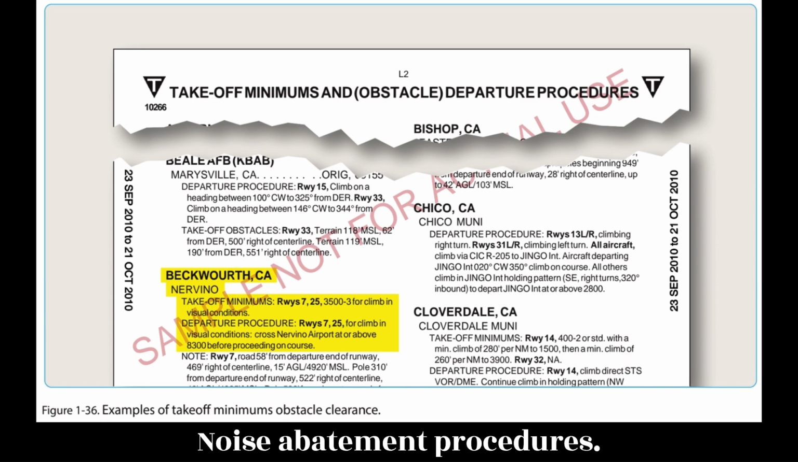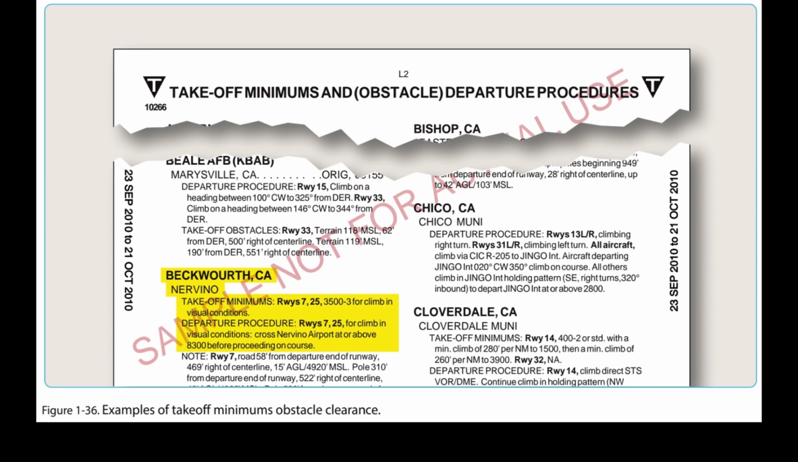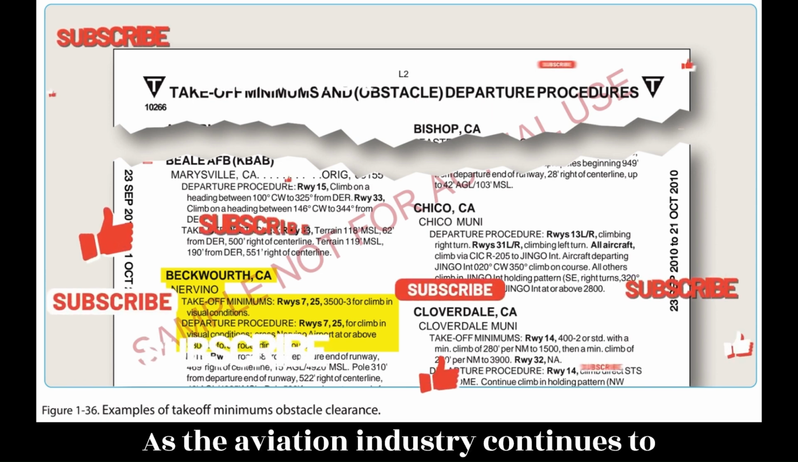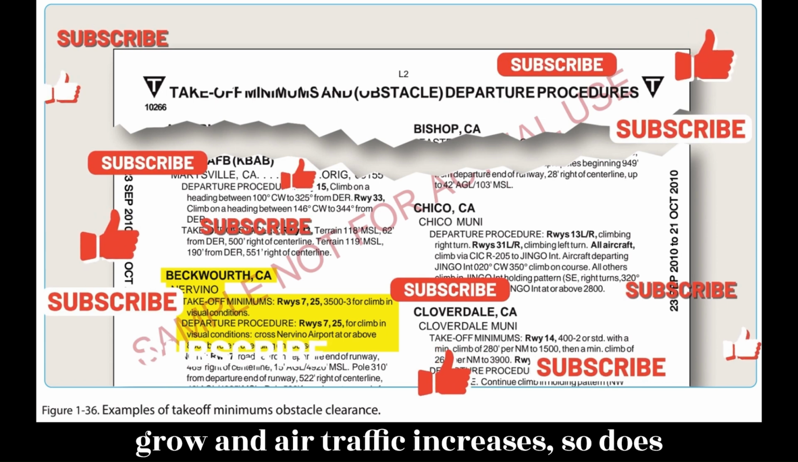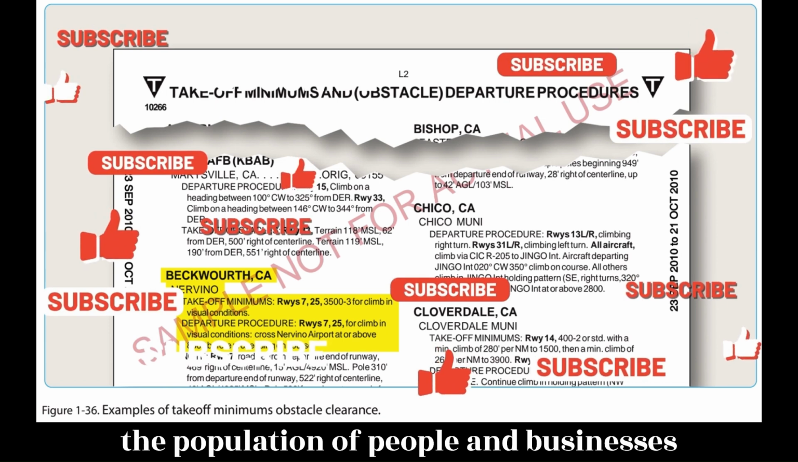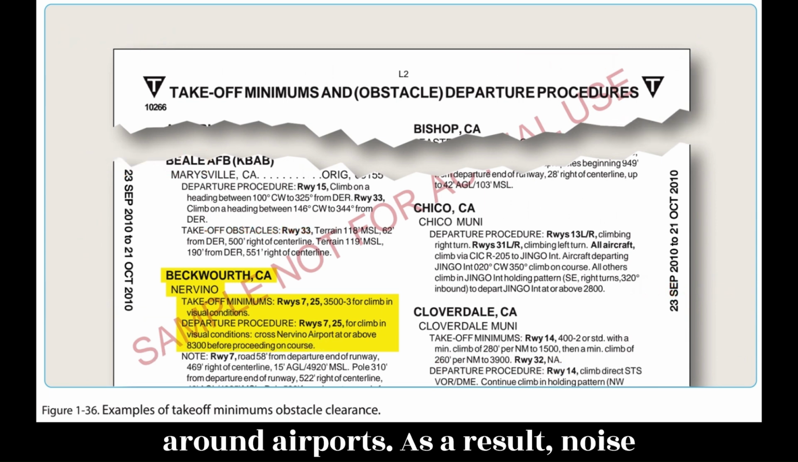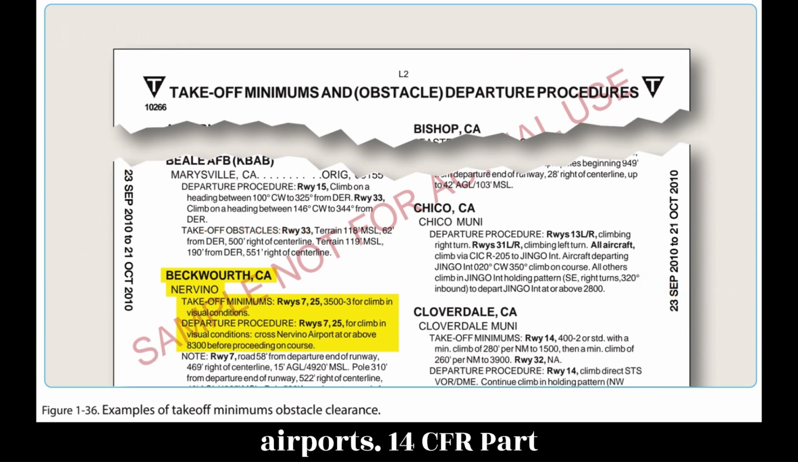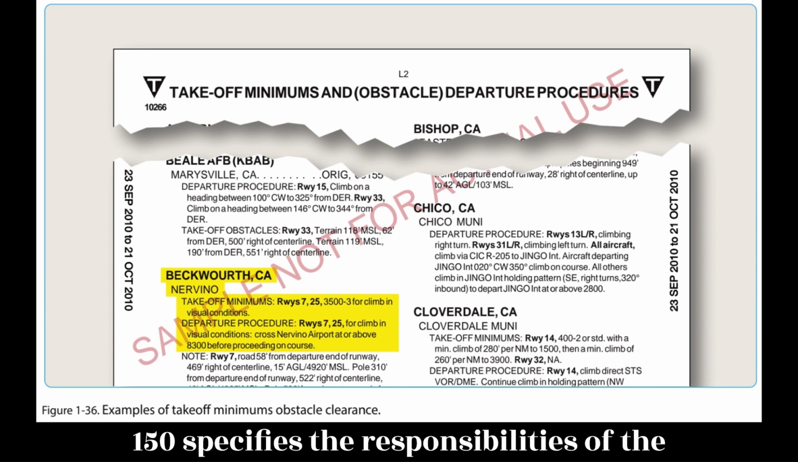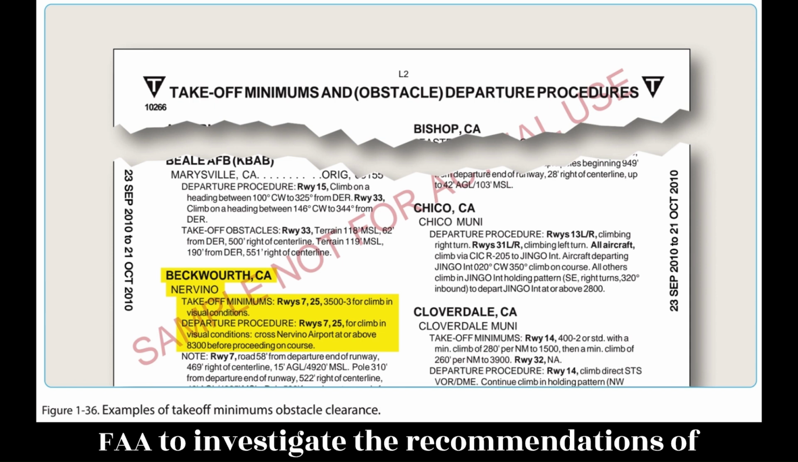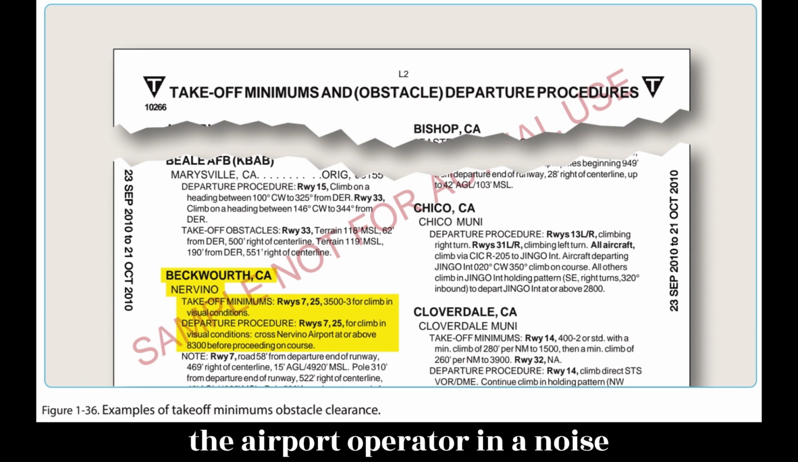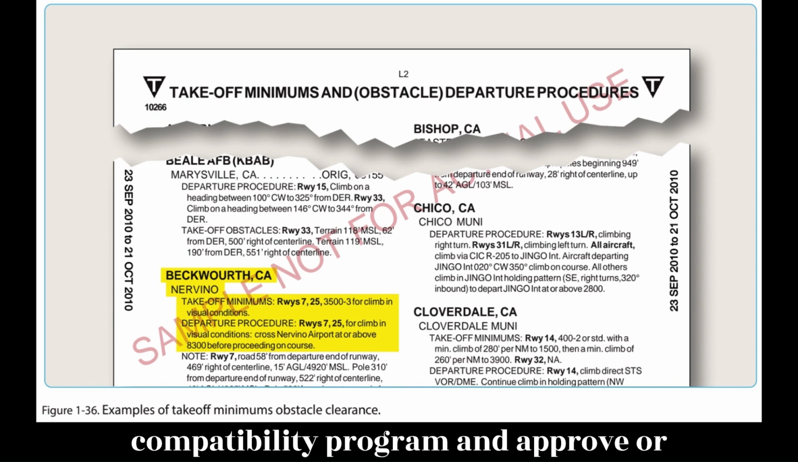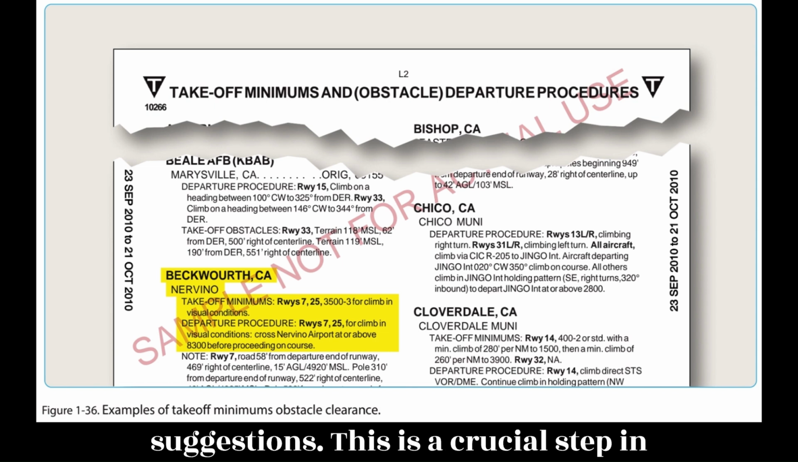Noise abatement procedures. As the aviation industry continues to grow and air traffic increases, so does the population of people and businesses around airports. As a result, noise abatement procedures have become commonplace at most of the nation's airports. 14 CFR Part 150 specifies the responsibilities of the FAA to investigate the recommendations of the airport operator in a noise compatibility program and approve or disapprove the noise abatement suggestions.